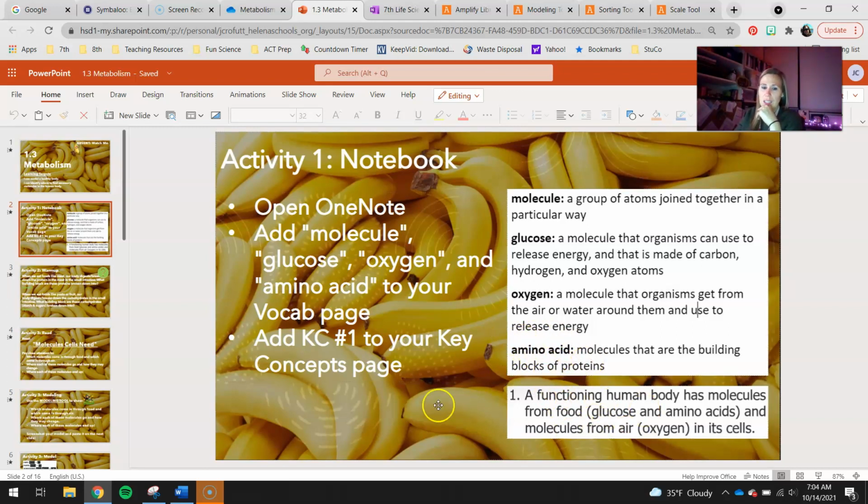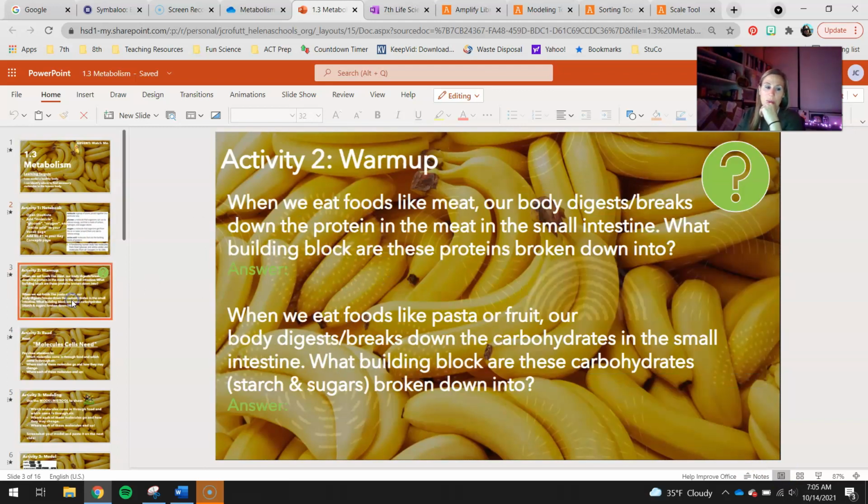And then finally, key concept number 1, you're going to add to your key concepts page. A functioning human body has molecules from food, glucose and amino acids, and molecules from air, oxygen, and its cells. And that's going to be a little hint for you guys later when you're doing your modeling activity. So add all of those into your OneNote, and remember, you can pause this as you move through.